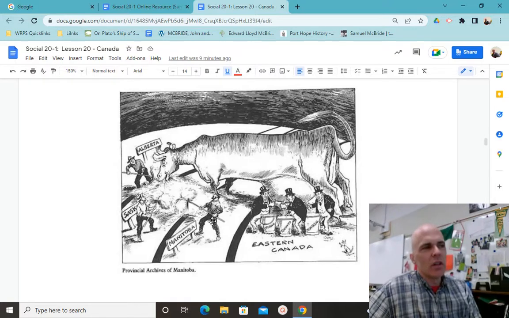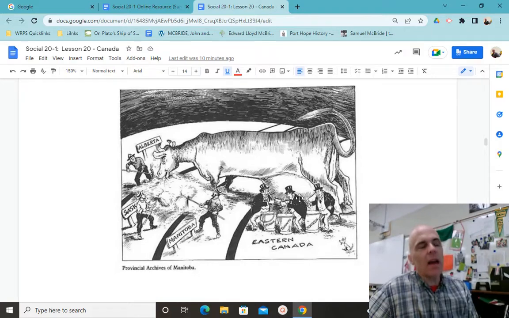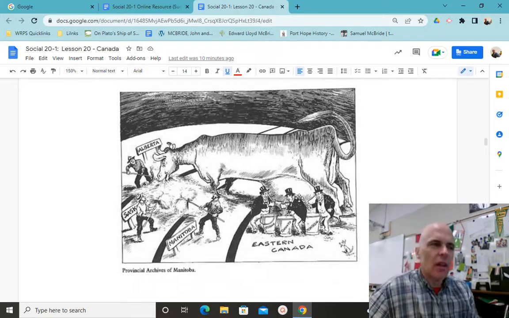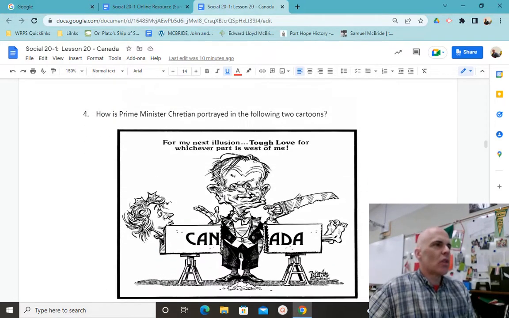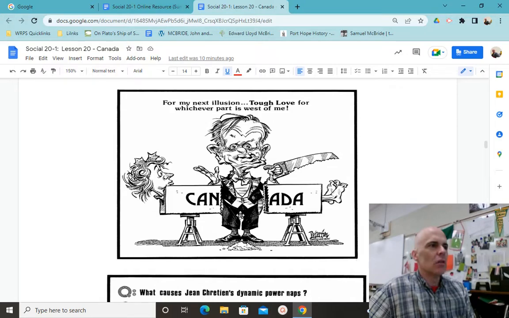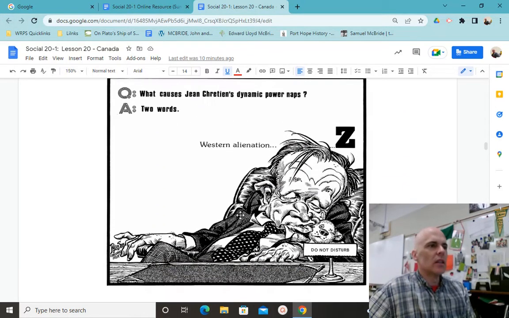Newer versions of this have been out there that keep exposing the fact that the federal government feeds on the natural resources of the West to funnel money into mostly Quebec. That's where you get this idea of equalization payments and all that controversy. How has Prime Minister Chrétien appeared in the following cartoons? Maybe in this cartoon he appears to be dangerous. Maybe appears to be illogical, irrational. Here he's apathetic. Maybe negligent of his duty because he's incapable, because he's maybe tired and old.